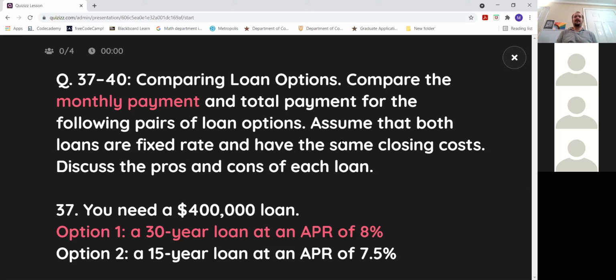So we are comparing two loans. We're going to look at monthly payments. We're going to look at total payments and discuss the pros and cons. So the first thing is, what is the monthly payment on the 30-year loan with APR 8%?